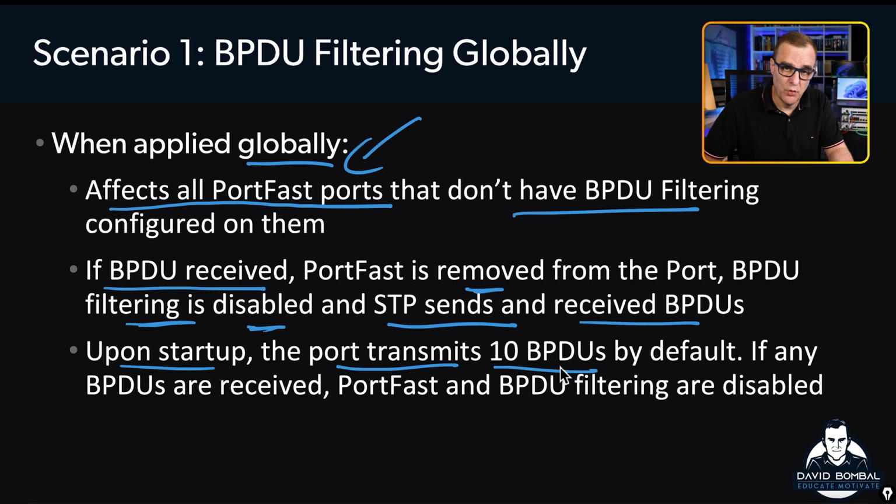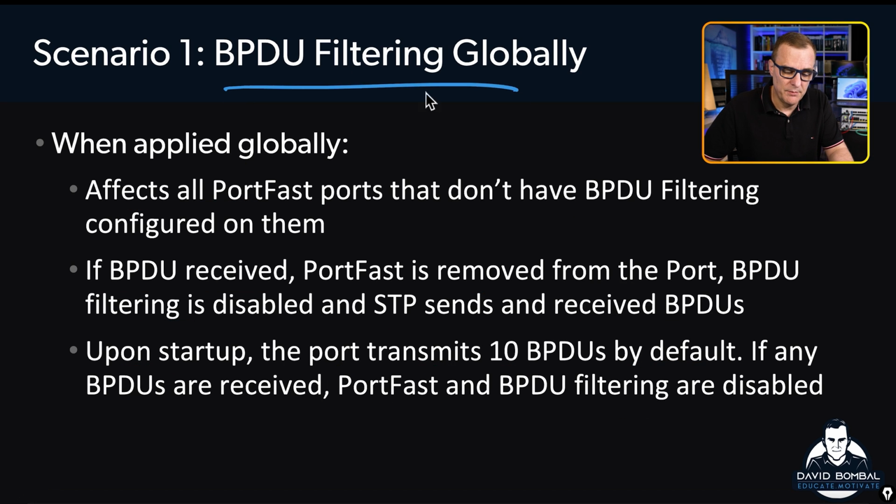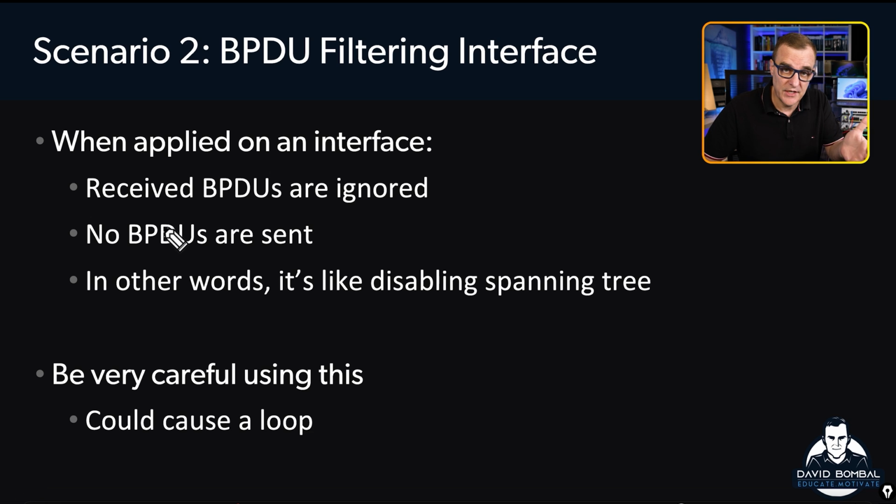Upon startup, the port transmits 10 BPDUs by default. If any BPDUs are received during that time, port-fast and BPDU filtering are disabled. Again, this applies when you enable BPDU filtering globally on the switch. The whole idea is port-fast ports that don't have BPDU filtering enabled on them specifically have this setting set. If a BPDU is received, port-fast is removed, BPDU filtering is disabled, and it basically acts like a standard spanning tree port.